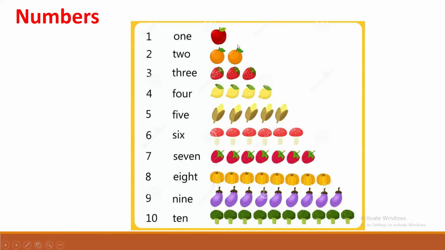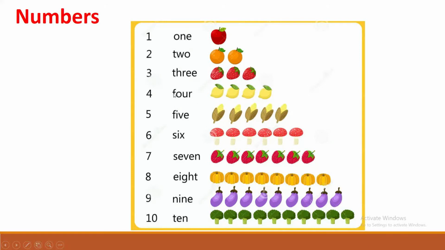2, T-W-O, 2. How many oranges? Count and tell me. 1, 2. Well done. Next number. 3, T-H-R-E-E, 3. Strawberries. How many strawberries are there? 1, 2, 3. Very good.